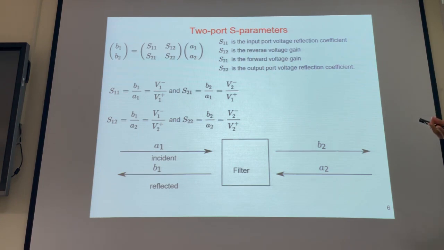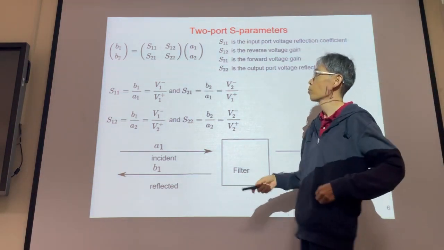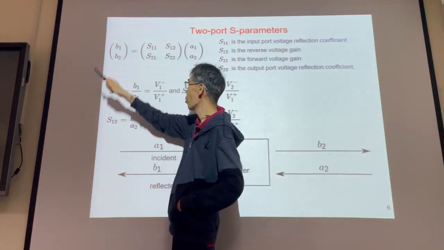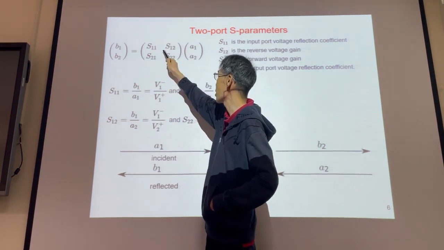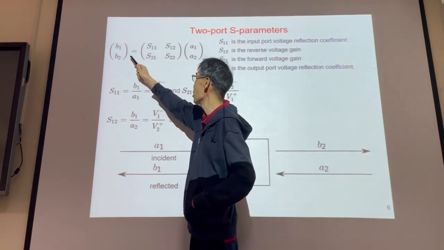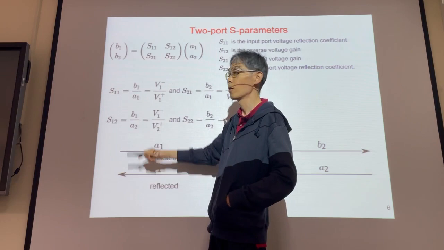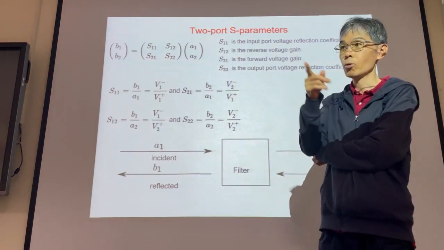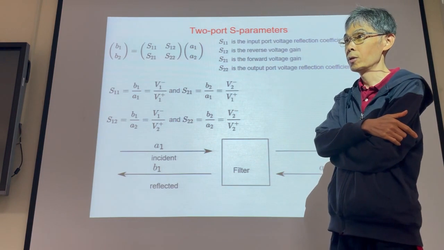Under which condition? S12 equal to B1 divided by A2. V1 equal to S11A1 plus S12A2. Under which condition can you write V1 equal to S12A2? Why? Under which condition?